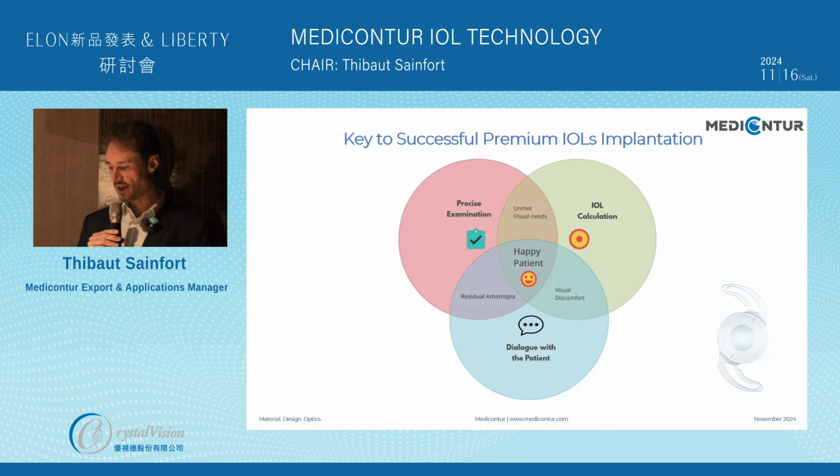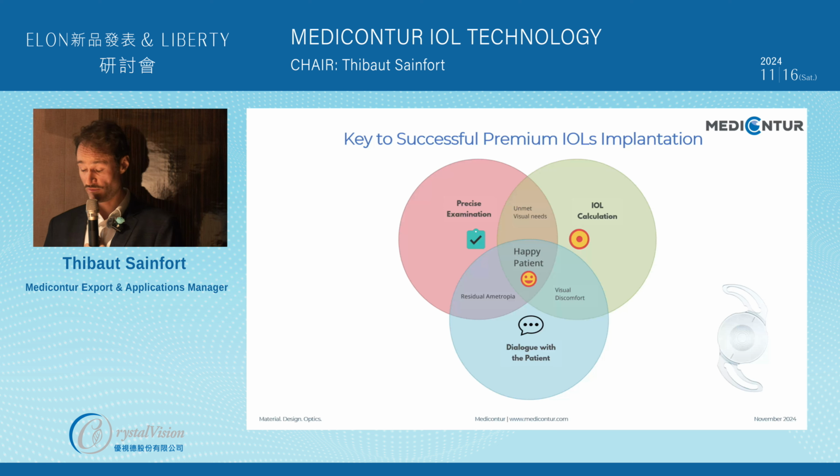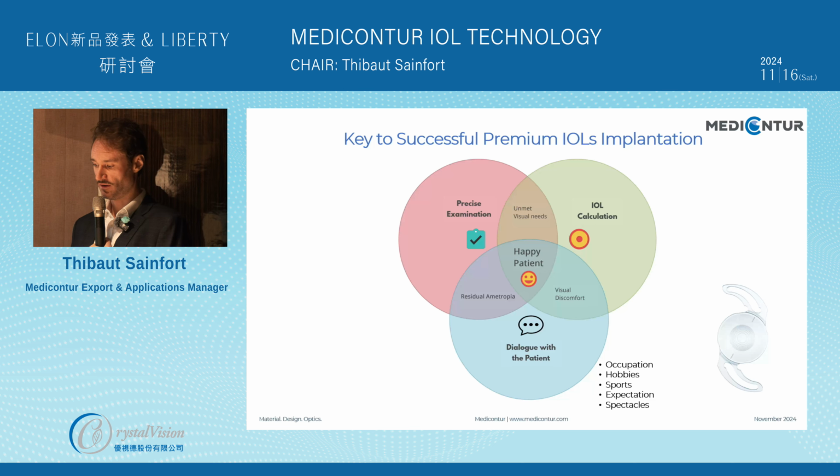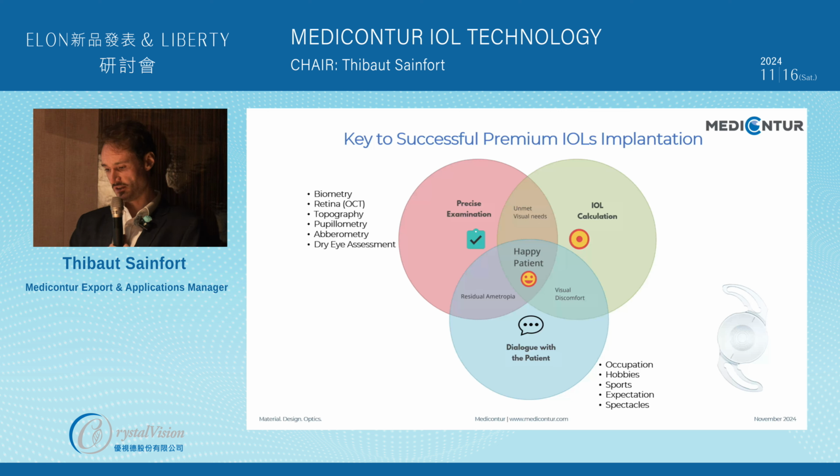So this would be my last slide, but I just wanted to share with you what the 3 pillars are to have successful and happy patients when you go to premium IOLs. So you need to, of course, have a dialogue with your patient and to know what they need in terms of visual needs and what they expect from their implantation. Because when you do a trifocal lens, it comes at some cost of light scattering at night, always. But you need to know what they would need.